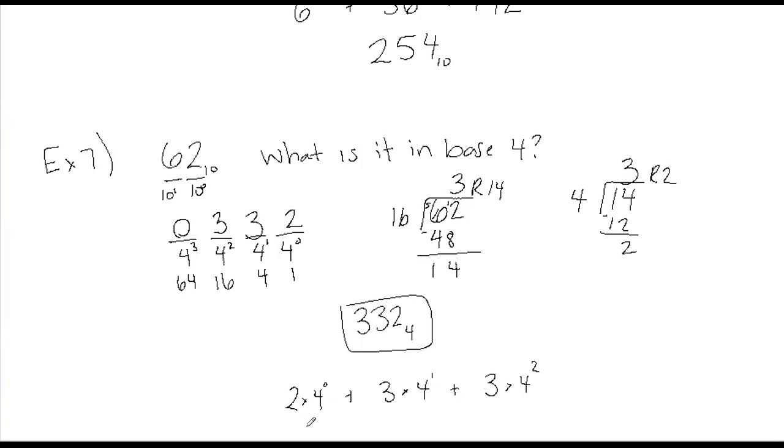2 times 1 is 2. 3 times 4 is 12. And then this is 16. So 3 times 16 is 48. You would add that together. 48 plus 12 is 60, plus 2 more is 62 in base 10. So we went that way. We divided when we want to change into a different base, and then we add and multiply when we want to go back to base 10.